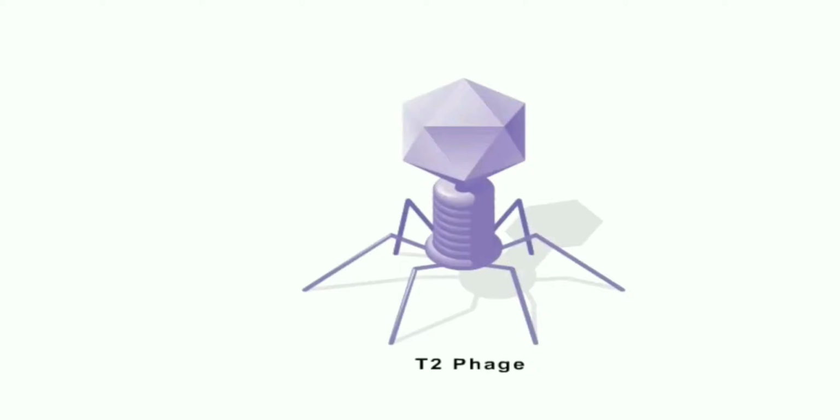The phage, which infects E. coli, consists of a head, sheath, tail, and base plate made up of different proteins. DNA is packaged within the head of the virus.